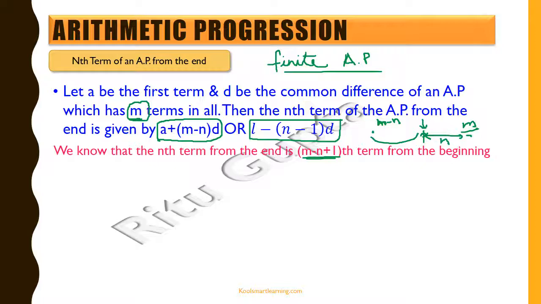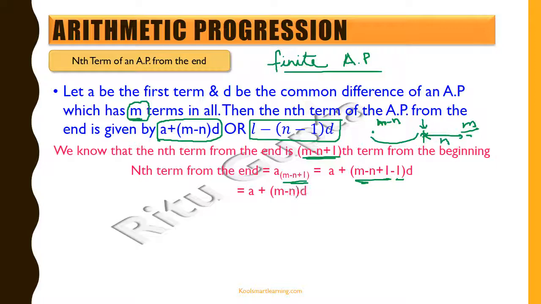So we can simply use the formula that the nth term from the end is nothing but a plus (m minus n plus 1, which is the term we are finding out, minus 1) into d, which gives us a plus (m minus n) into d. So this is the formula that we can use to find out the nth term from the end.